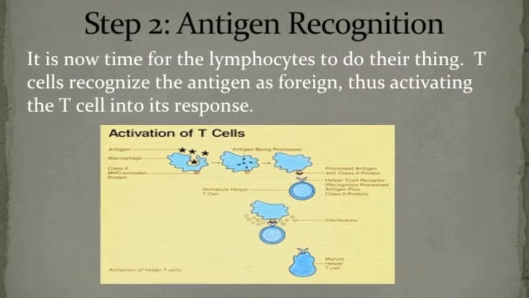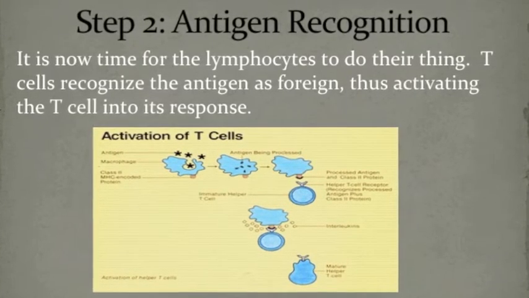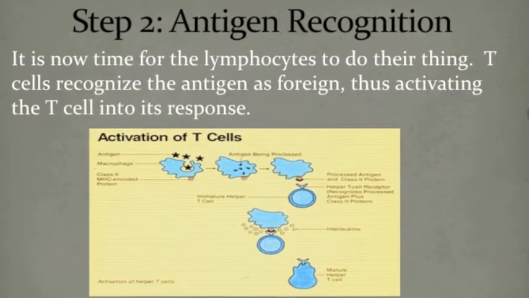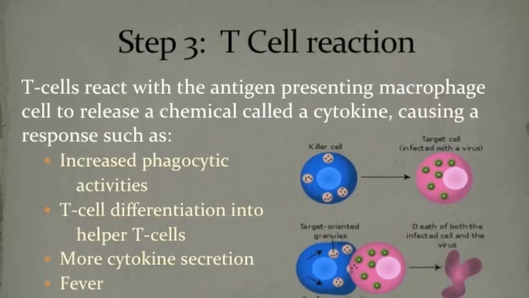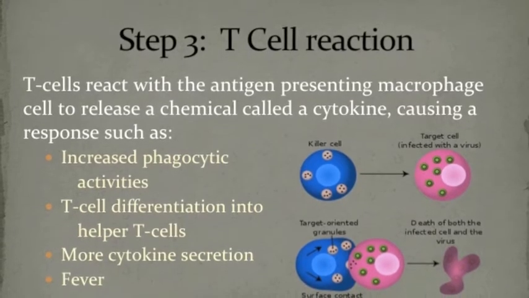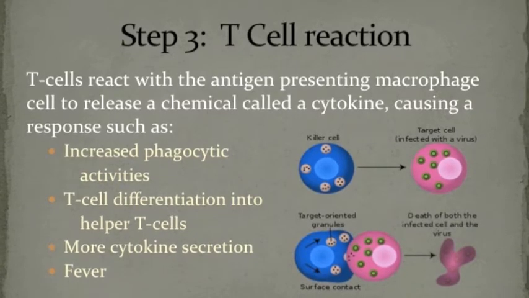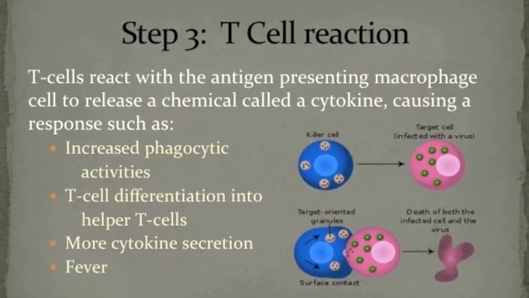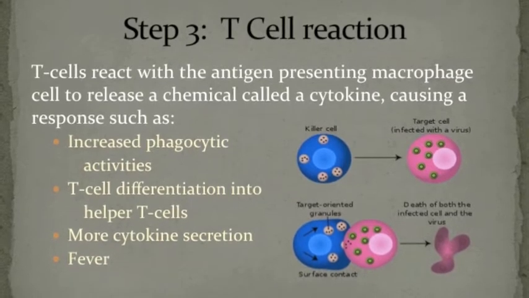Step 2 is antigen recognition. It is now time for the lymphocytes to do their thing. T cells recognize the antigen as foreign, thus activating the T cell into its response. Next, the T cells react with the antigen-presenting macrophage cell to release a chemical called a cytokine, causing a response such as increased phagocytic activities, more cytokine secretion, or fever.